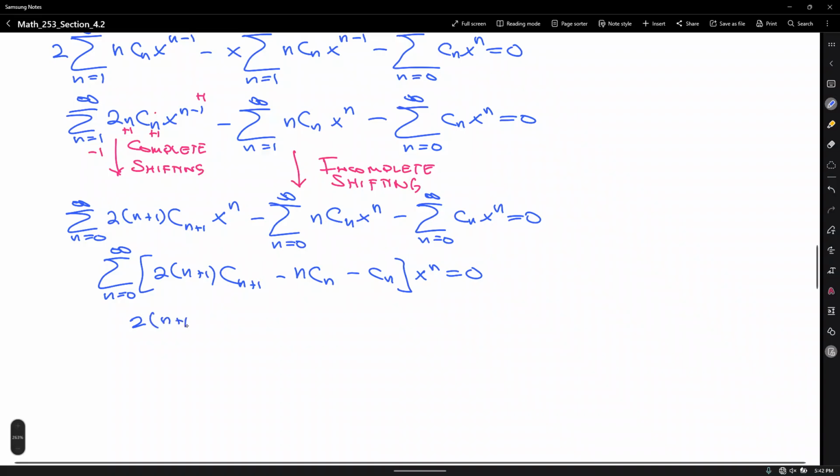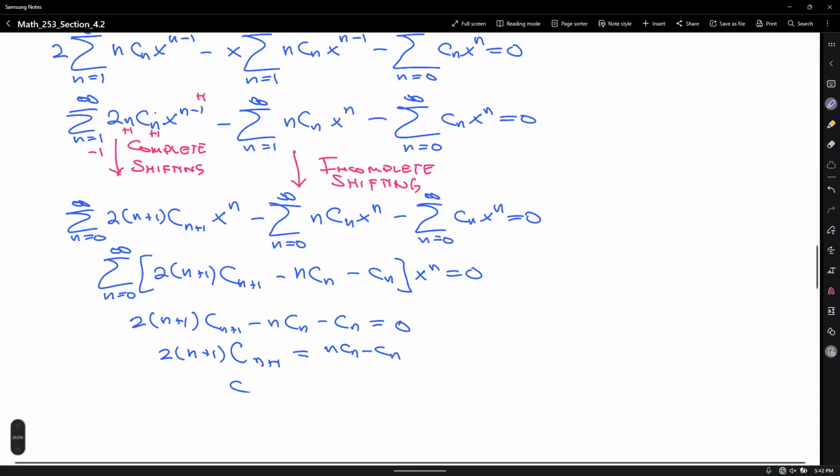Let's set n to n plus 1: (n plus 1) c sub n plus 1 minus n c sub n minus c sub n equals 0. Let's solve the equation for the highest c, the c with the highest subscript, in this case c sub n plus 1. Let's move these two terms to the right-hand side: (n plus 1) c sub n plus 1 equals n c sub n minus c sub n.